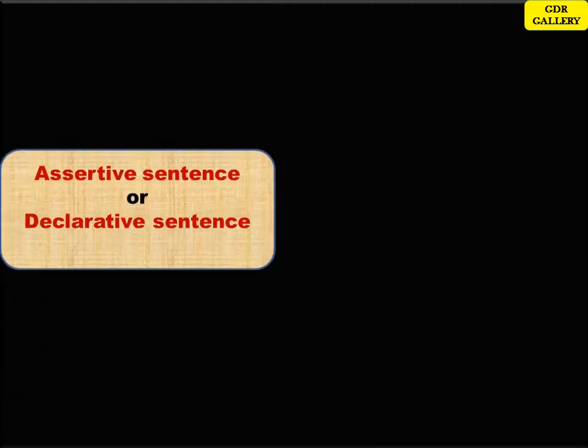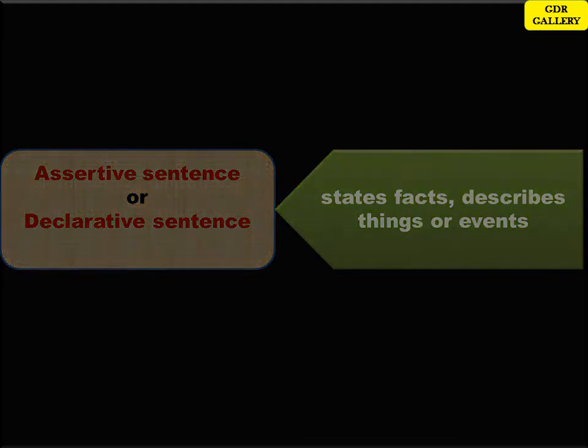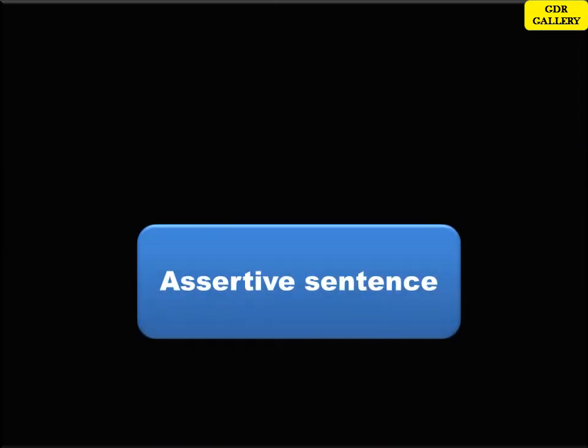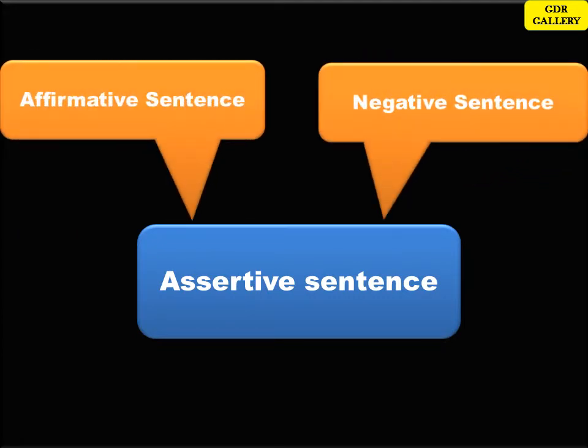Now let's look at the assertive sentence. Assertive sentence is also called as declarative sentence. When a sentence states facts, describes things or events, it is called an assertive sentence. Assertive sentence can be either affirmative sentence or negative sentence.